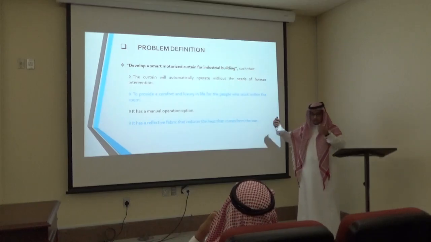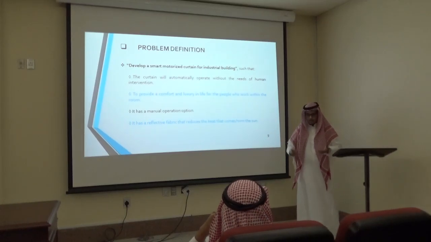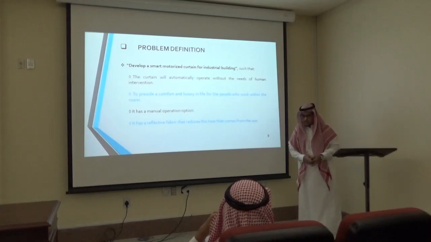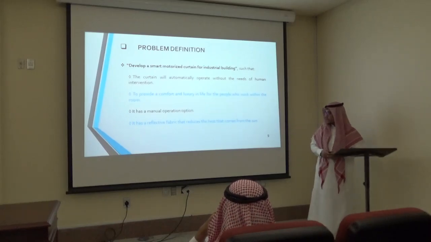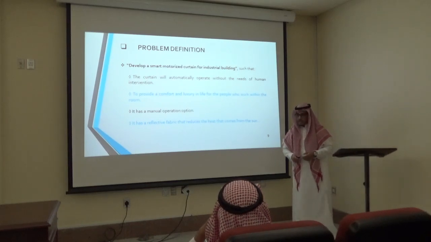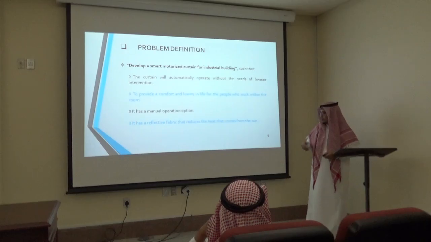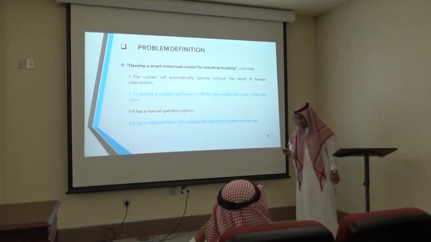It depends on the intensity of the light that comes from the sun, and that is to provide more comfort and luxury life for the people who work there. And it also has a manual operation override, and the fabric of the curtain has a reflective material that can reduce the heat that comes through it.